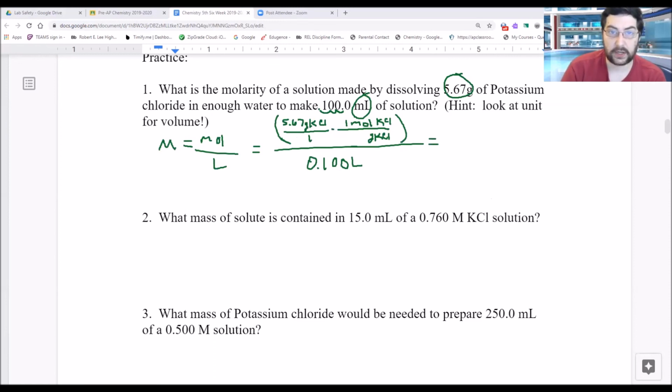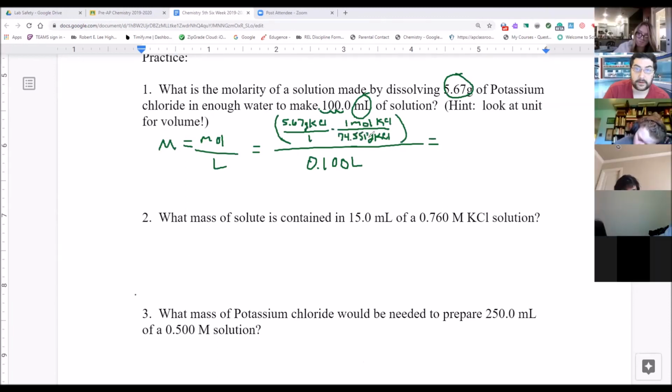So go ahead and get out your periodic table so that we can break it down. We need to know we've got 1 potassium and we've got 1 chlorine. Cool. Okay, so go ahead and do this dimensional analysis thing on top to get your moles. Then take that answer and divide it by 0.1 so that we can get our molarity. I'm getting 0.761 because we want 3 sig figs from the original problem. So 0.761 looks like the correct answer to me.